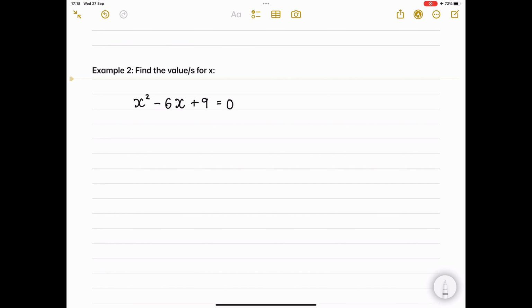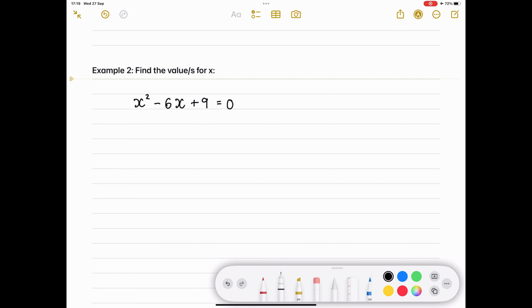Moving on to the second example, you can see that it's already in standard form. And if you look at it, what you should ask yourself is, can I factorize this? Because if you can factorize this, then you don't need to use the quadratic formula.